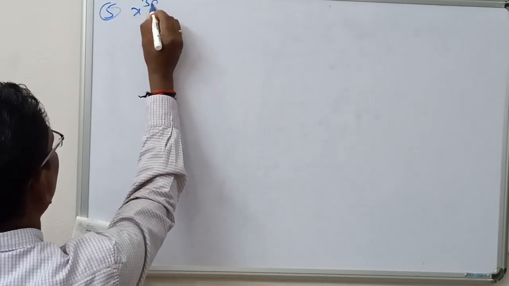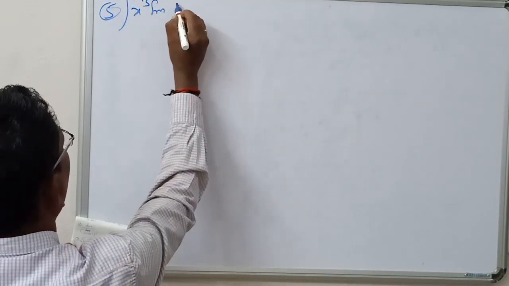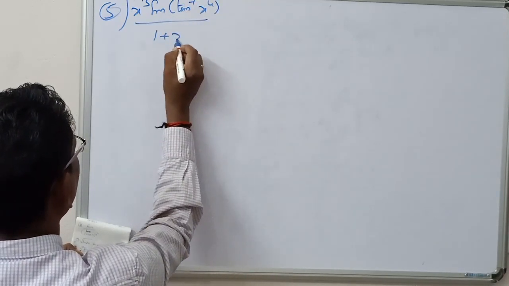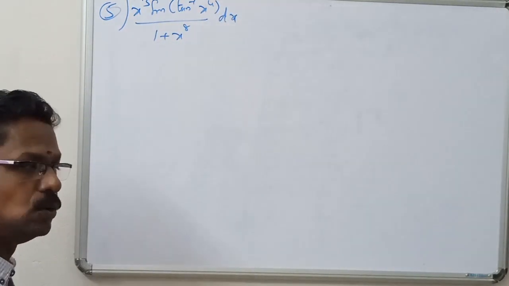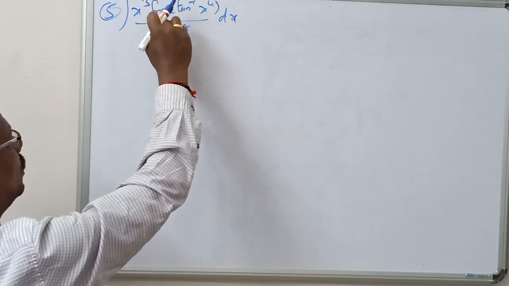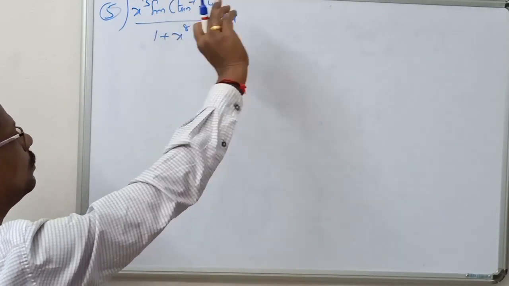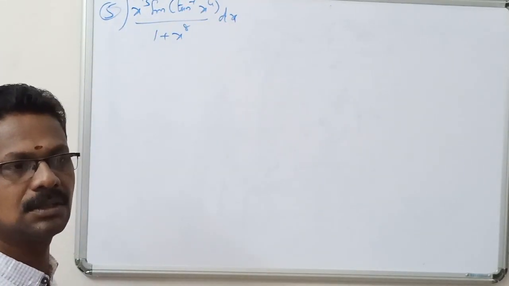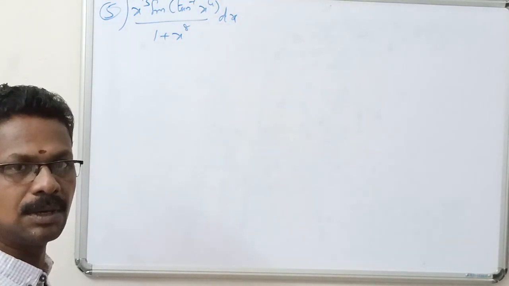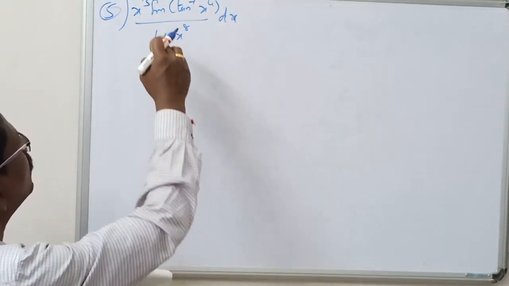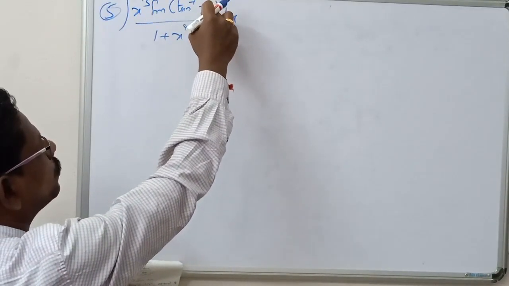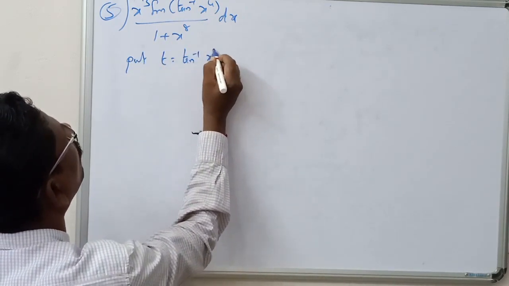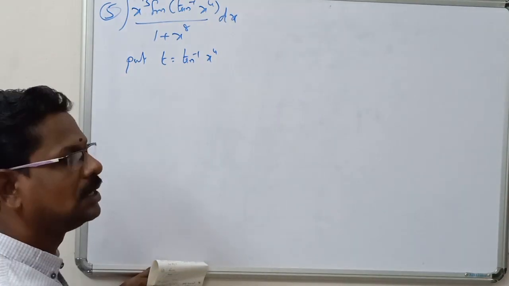Integral of x cube into sine of tan inverse of x power 4 by 1 plus x power 8 into dx. Now, you see, students, x cube is one function, sine is another, tan inverse of x power 4 is another, and 1 plus x power 8 is another. So 3 or 4 functions are there: algebraic, trigonometric, and inverse trigonometric functions are all there. So you put t is equal to tan inverse of x power 4.